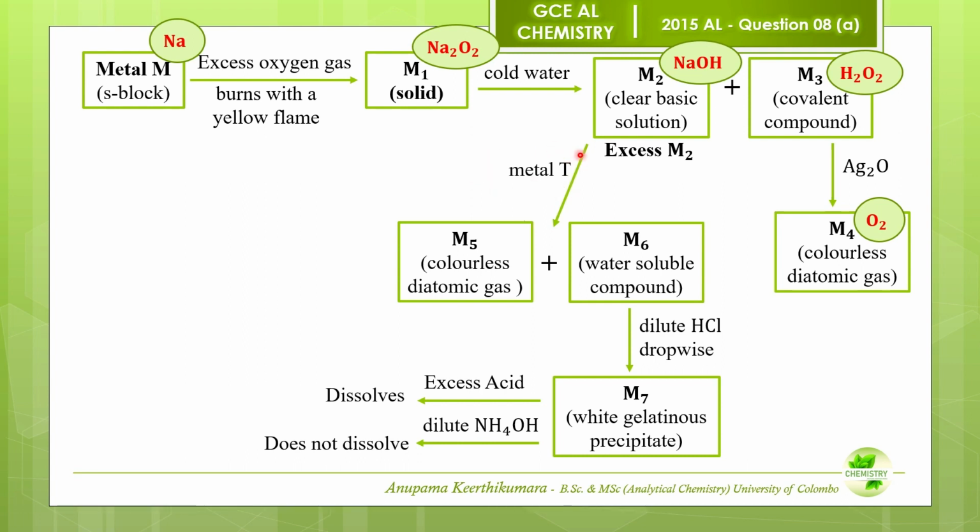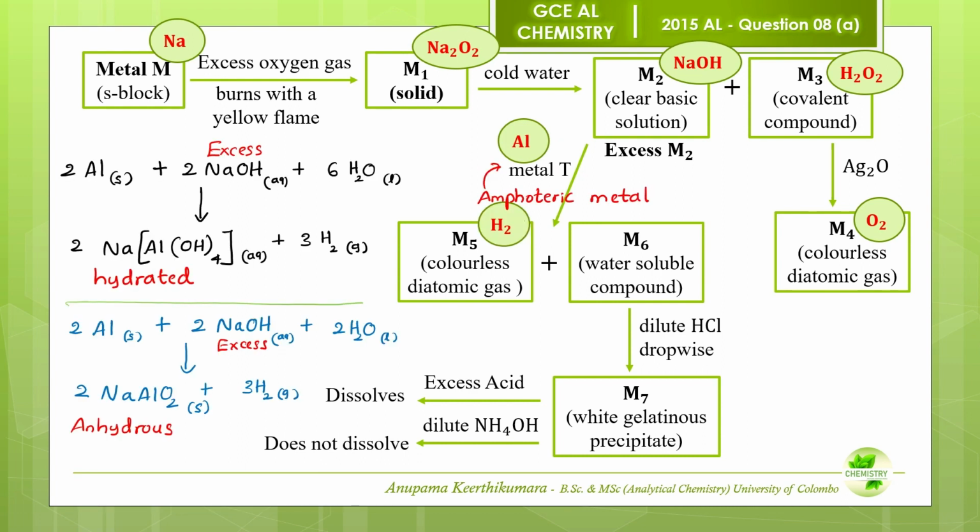Usually, metals react with acids and produce the respective salt and hydrogen gas. But amphoteric metals react with bases. The most well-known amphoteric metal is aluminium. Therefore, we can suspect this metal T is aluminium. Now we will consider the reactions involved. When aluminium reacts with excess sodium hydroxide, it produces this aqueous complex and hydrogen gas.